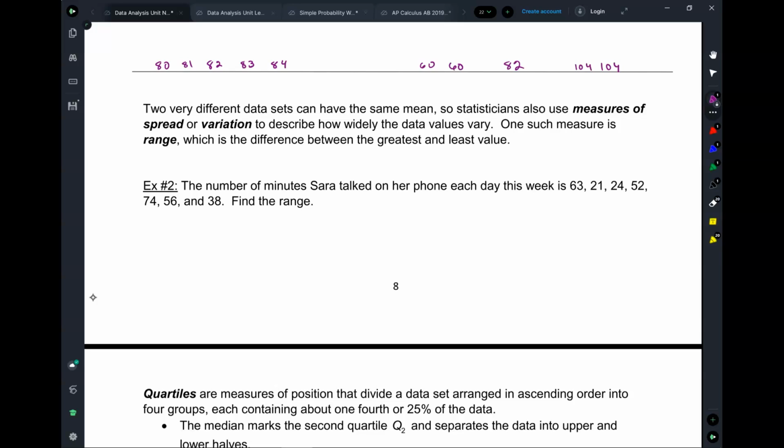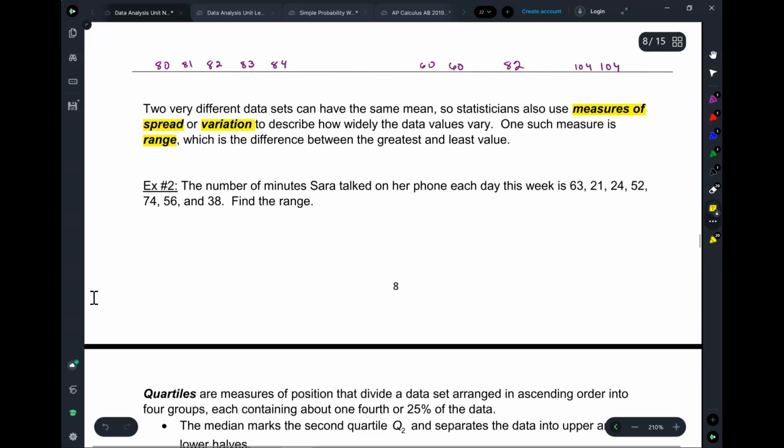So the mean doesn't necessarily tell us a lot about the data set. So for that, we can also talk about measures of spread or variation. Because look at this data set, it goes from 80 to 84. This one goes from 60 to 104, right? One is a lot more spread out than the other.